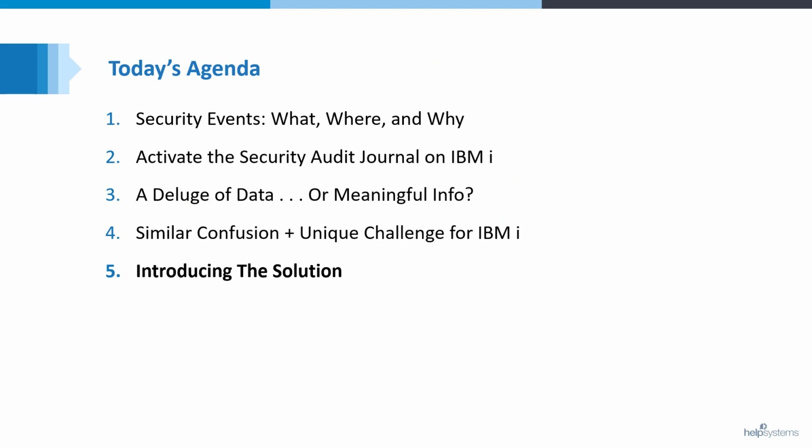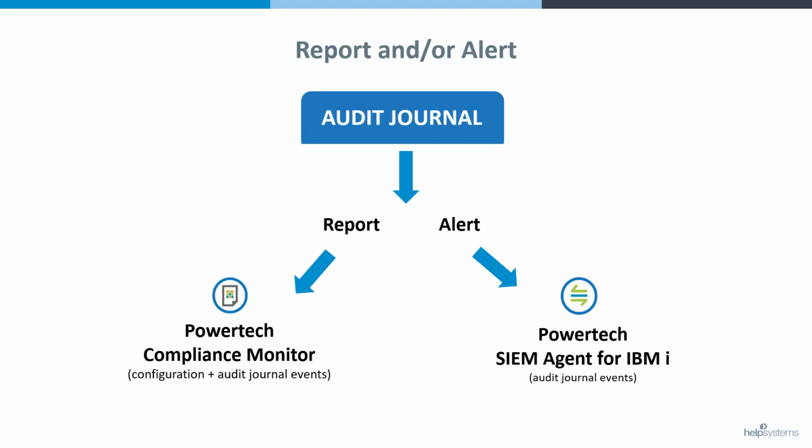So let's talk about what we do with those events through a solution within the HelpSystems portfolio. We actually have two plays here, depending on whether your desire is to report or whether you do want more of that real-time function. We're going to focus on the alerting, but if reporting is desired, then Powertech Compliance Monitor is a great answer. It's a browser-based reporting tool, highly scalable, regardless of whether you have one partition or 50, and it gives you information about your system configuration as well as visibility into those all-important audit journal events.